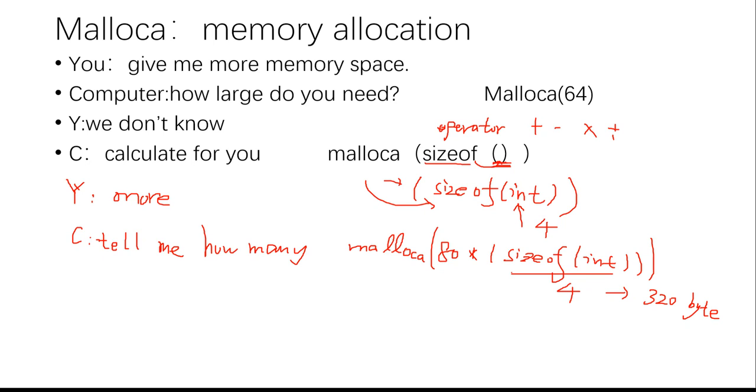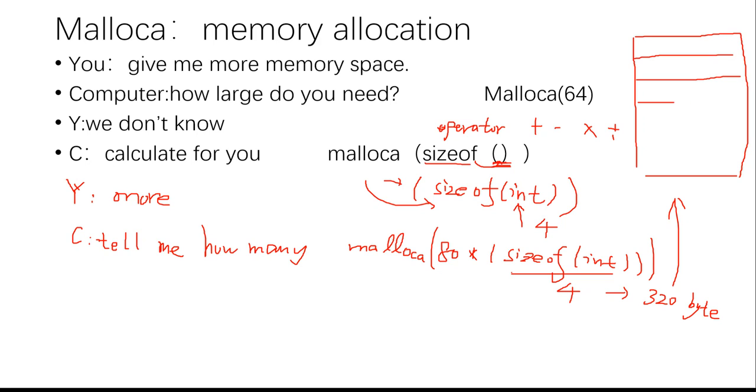But that space is one large piece of space, 320 bytes. Then sometimes you need to divide this larger space into small ones, so you can store more data. So how do you divide this whole piece into small parts? You can just tell the computer.